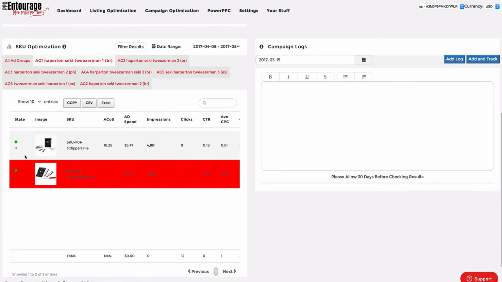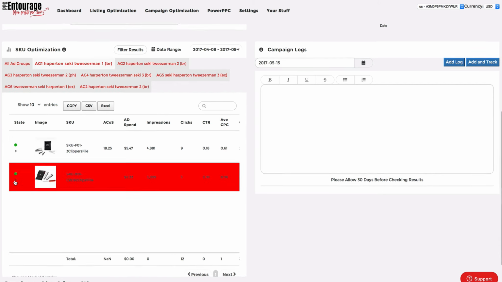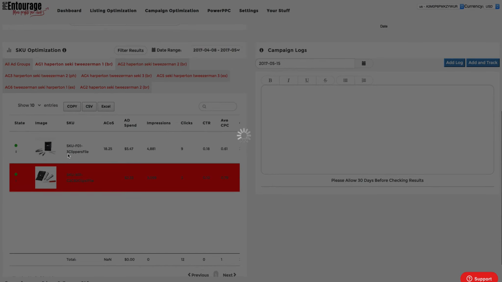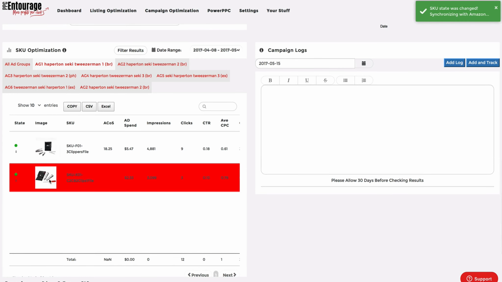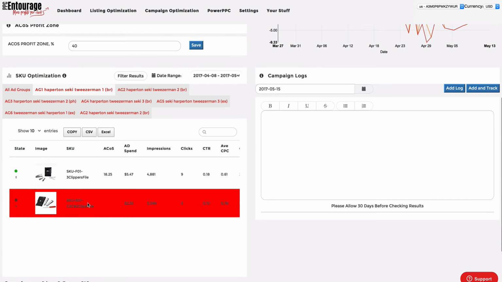And in this ad group, they are performing a little bit differently. One has no sales, right? Zero ACOS, which means it has $2.33 in ad spend and zero ACOS. And this one has a nice ACOS of 18.25%. So I'm going to keep this one on. And just to demonstrate, what I'm going to do here is just pause this here. Now this is syncing with Amazon, and it's going to be paused inside of Seller Central.